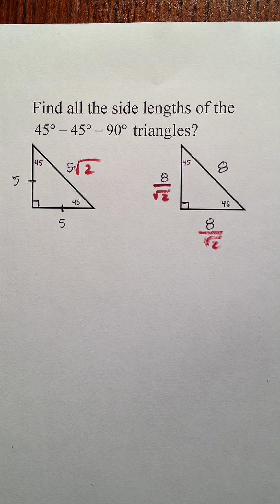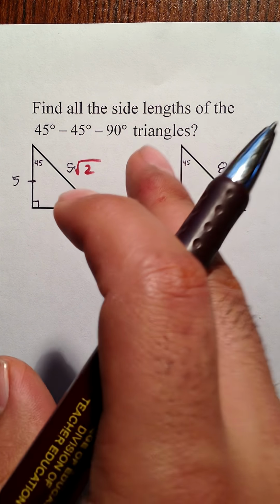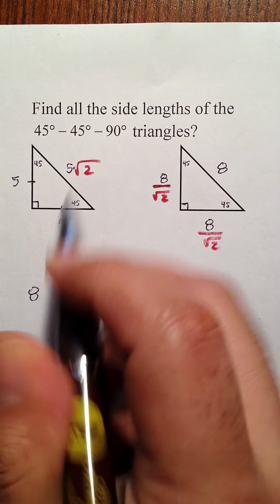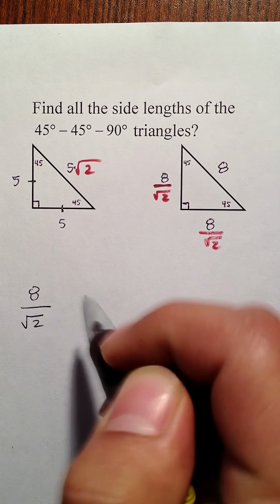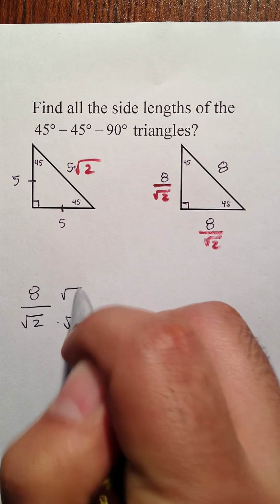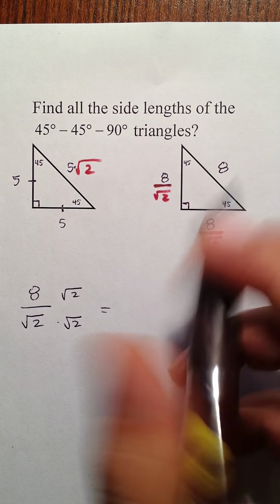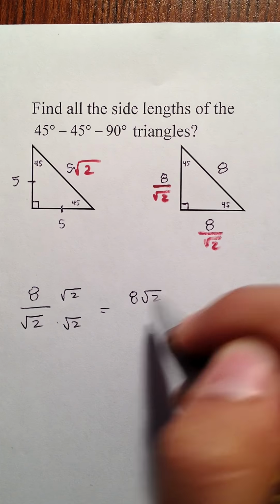However, you cannot leave radicals in your denominator, so they're rational. You have to rationalize these in order to get your correct answer. So you have 8 divided by radical 2. When you rationalize a denominator, you multiply the numerator and the denominator by the identical thing. This will give you 8 radical 2.